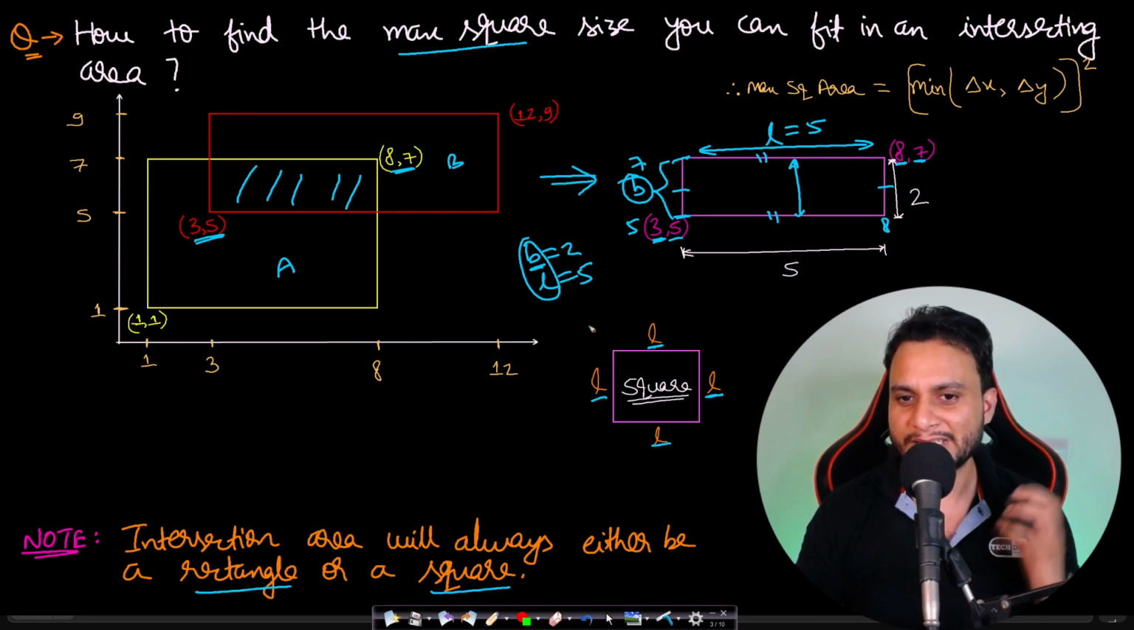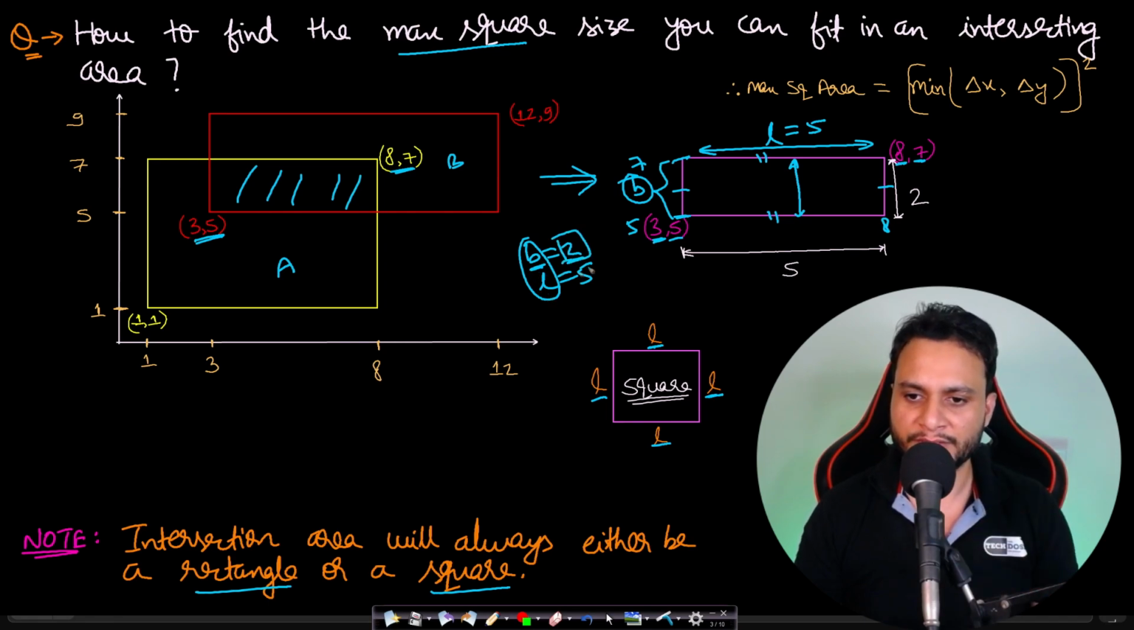So if you want to maximize the size of the square, it will assume the side length equals the minimum of length, breadth, which will be 2. So you know the side length will be equal to 2. So what will be the area of the square? It will be length into length, that is side squared, which equals 4 in this case, right?